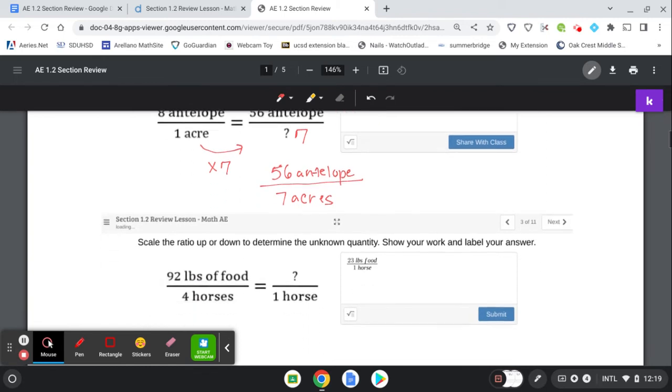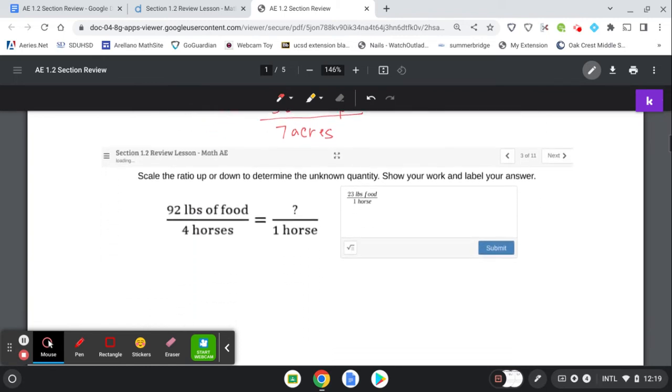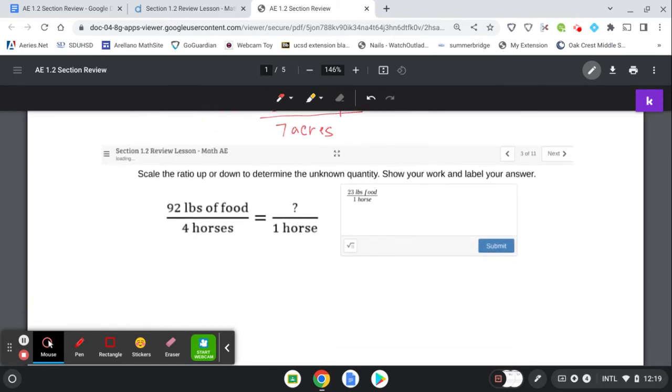If you go to slide 3, it says 92 pounds of food to 4 horses. How many pounds of food to 1 horse? So in this one, we're going to be scaling the ratio down. So what do you divide 4 by to get 1? 4 divided by 4 is 1. So now you divide the numerator by 4. And 92 divided by 4.